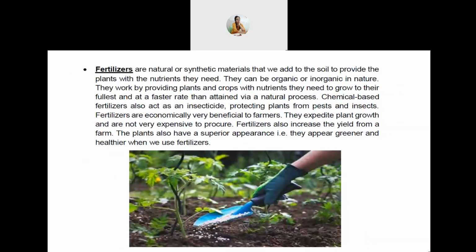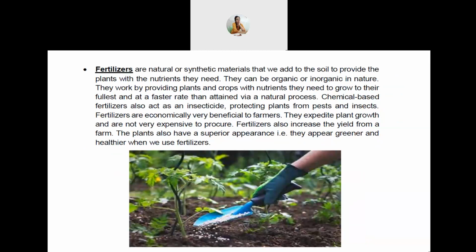Fertilizers are natural or synthetic materials that we add to the soil to provide the plants with the nutrients they need. They can be organic or inorganic in nature. They work by providing plants and crops with nutrients they need to grow to their fullest and at a faster rate than attained via a natural process. Chemical-based fertilizers also act as an insecticide, protecting plants from pests and insects.